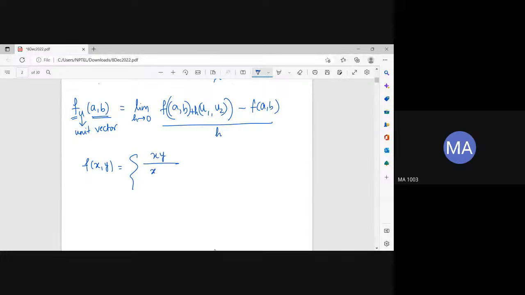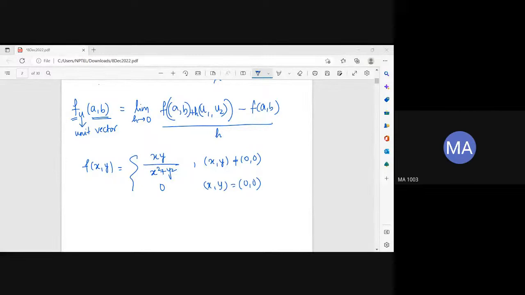f(x,y) is xy by x squared plus y squared when xy is not equal to 0, and 0 when xy is equal to 0. So the question is: the partial derivative of f exists everywhere; fx does not exist at the origin; fy does exist at the origin; the directional derivative along the vector (1 by root 2, 1 by root 2) does not exist.